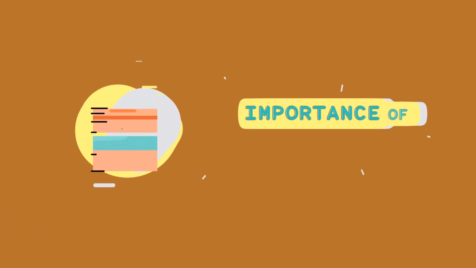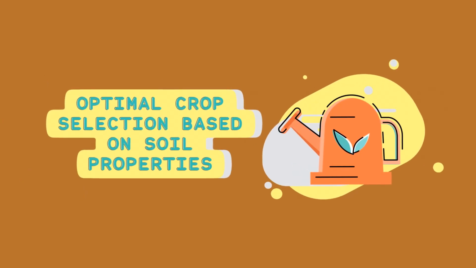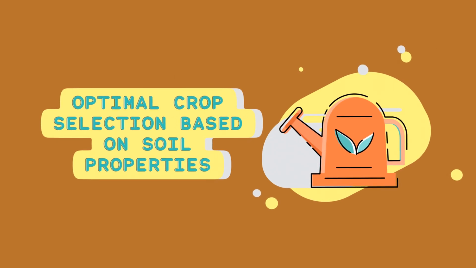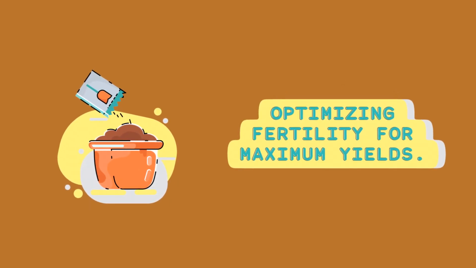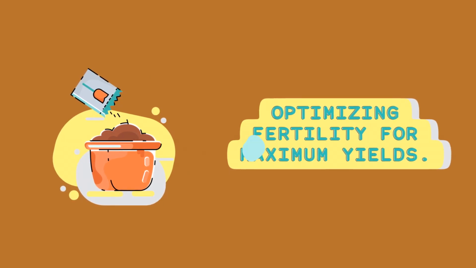Role of soil assessment in agriculture. Crop selection, identifying suitable crops based on soil properties such as pH, nutrient content, and water holding capacity. Fertility management, determining the appropriate fertilizer application rates and types to maintain soil fertility and optimize crop yields.